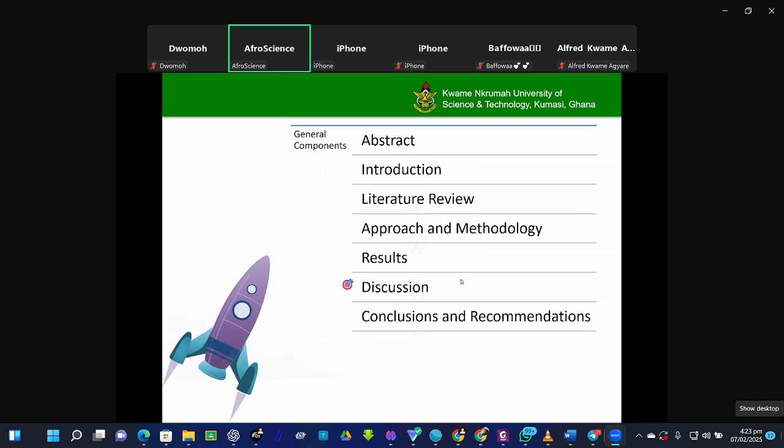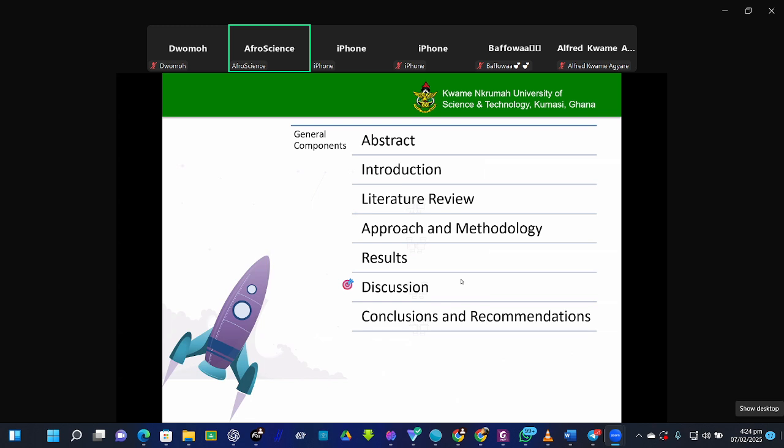Now the discussion is a different matter though. The discussion is where usually you are bringing in your own views, your own ideas. So after you've observed all the things and put them in the results, the question is, from all those results, what does it mean? And that is what comes in the discussion.